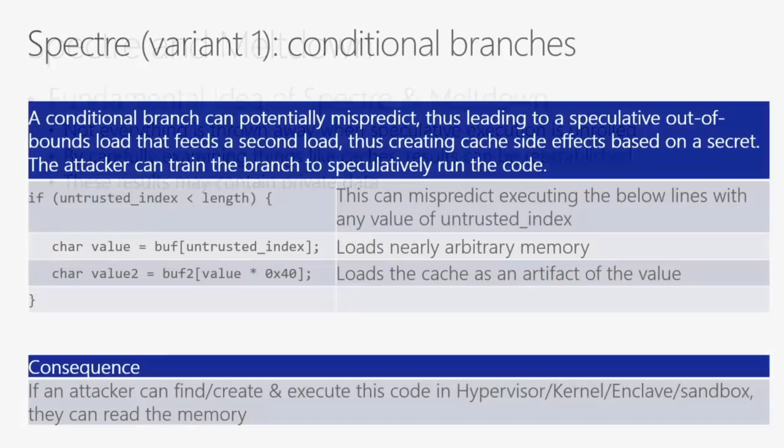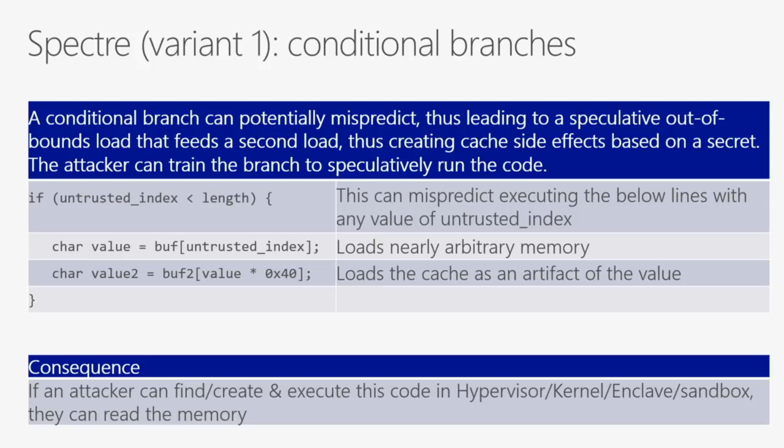All right, so now I'm going to move on to the variants themselves. Starting with variant one, this was where a conditional branch would mispredict. So here we have a typical bounds check on an untrusted index before using it as an array index for this buffer. And this is a typical code pattern, very common in C and C++ code. But consider if this bounds check is mispredicted and the inner code is executed whilst untrusted index is actually greater than or equal to length.